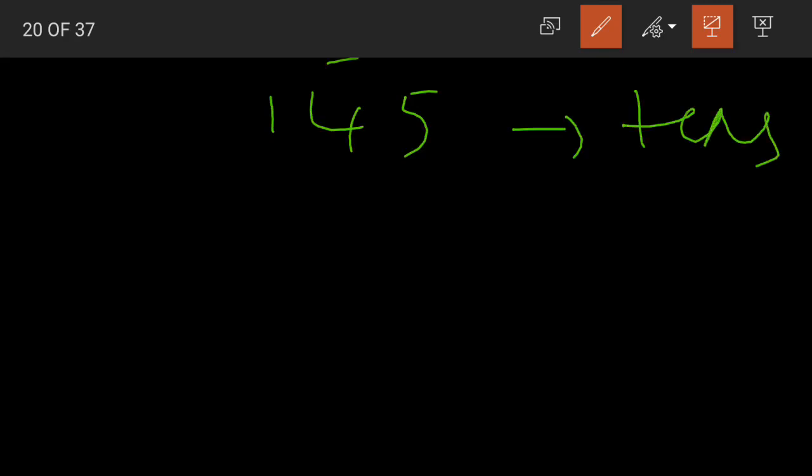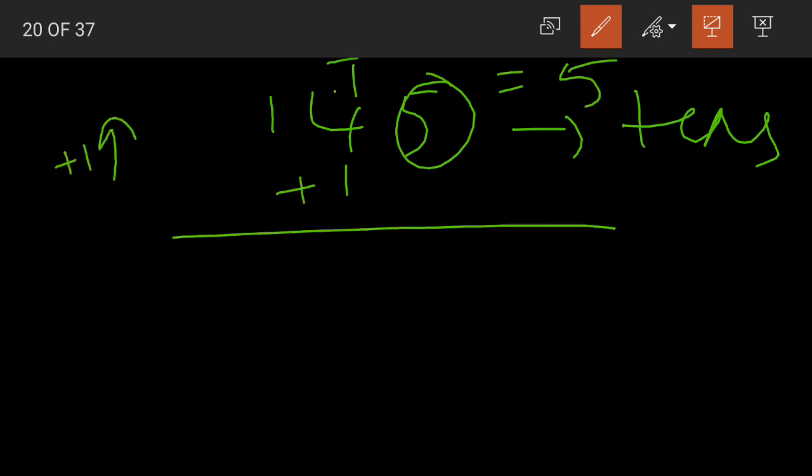Let me explain again. 145, rounding off to the nearest tens. Rounding off to what? To the nearest tens. So what digit should we look at? We should look at the digit in the ones place. It is equal to 5. Rounding up means we need to add 1 to the digit in the tens place.